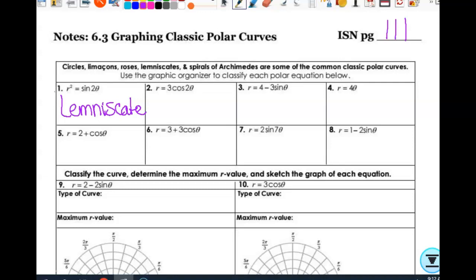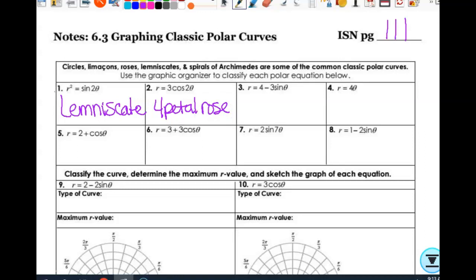Then we have r equals 3 cosine 2 theta. So it's not a lemniscate because it's not r squared. I know it's not a limaçon because it doesn't have 2 terms. But I have something in front of the theta. So what is it? A rose. How many petals? 4. This is a 4-petal rose. So if you're going to identify a rose, don't just say it's a rose. Make sure you say how many petals it has. That goes along with it.